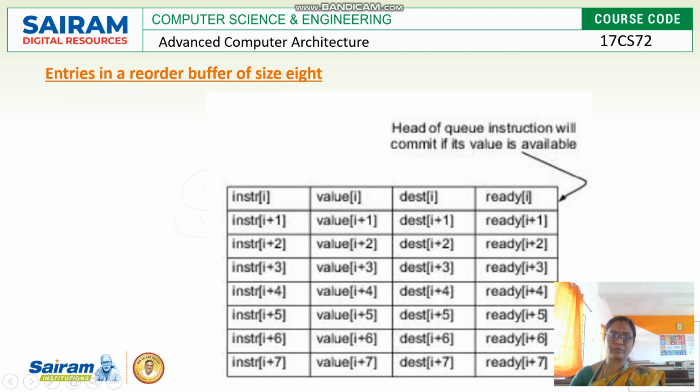Okay, in this example there are 8 instructions in this reorder buffer, so the size is 8. Starting from instruction I to I plus 7 are the exact entries in the reorder buffer.